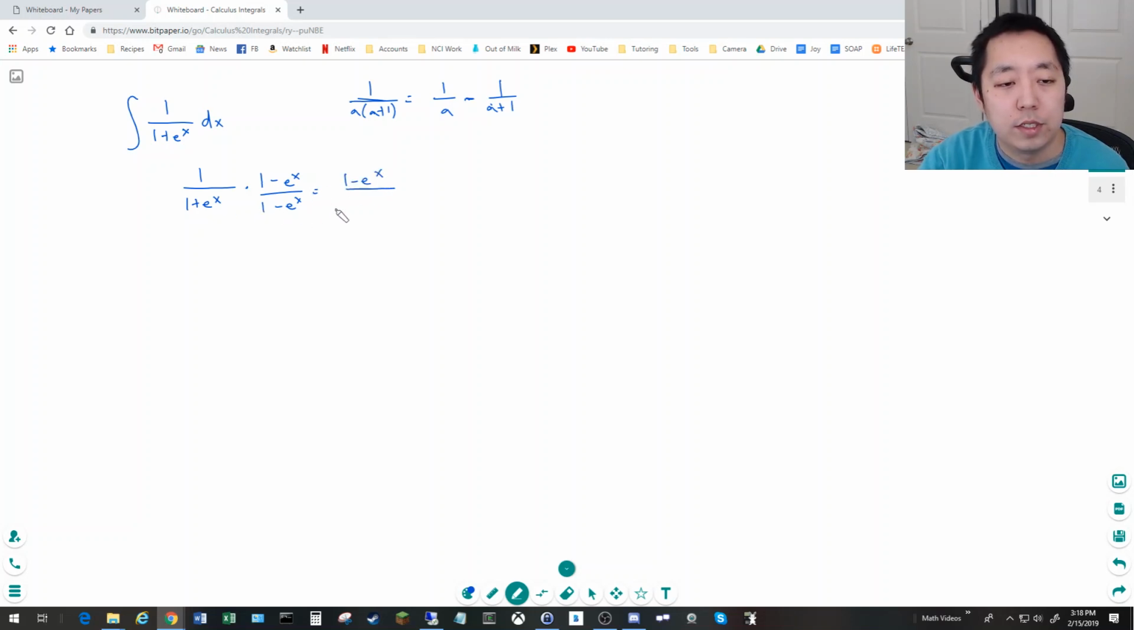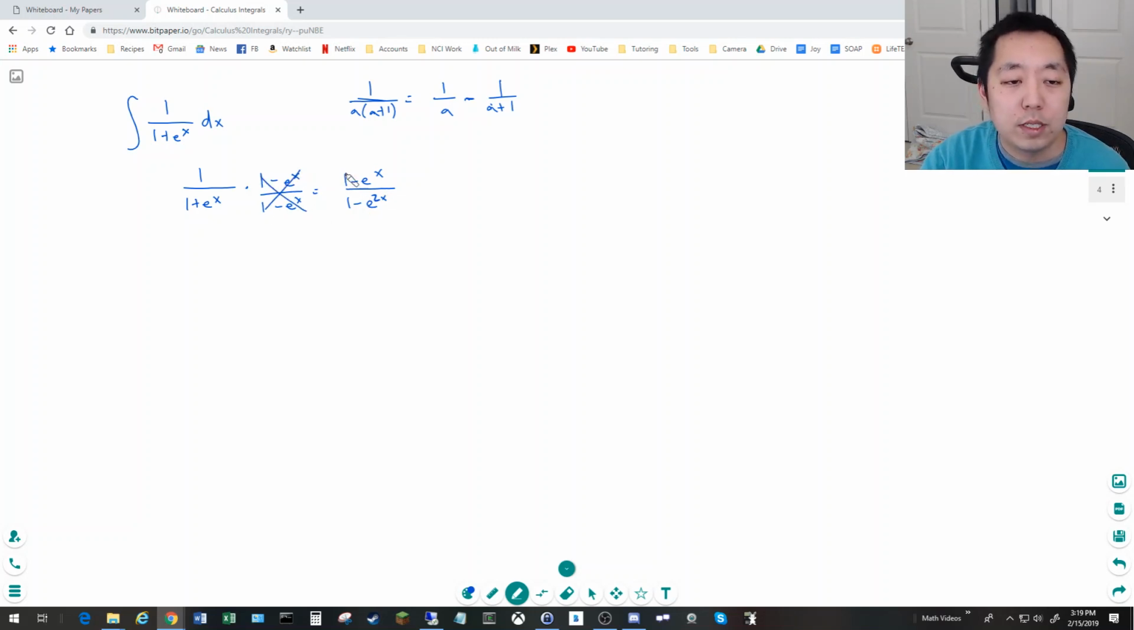This is a difference of squares, so this becomes 1 minus e to the 2x, because e to the x squared is e to the 2x. But there's no clear u substitution that is going to help you at this point. There might be a way that you could rearrange things, but this is not a very clean way to do the problem, in my opinion. So what I would say is the easier way to do the problem.